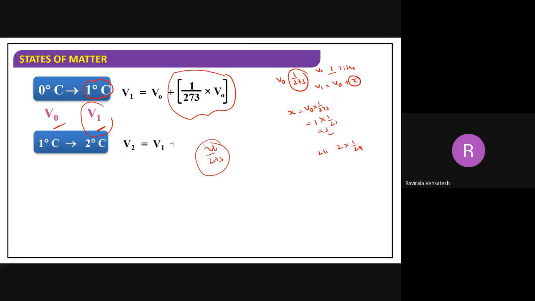Now you go from 1 to 2 degrees Celsius. Again, V1 into 1 by 273, because this will be the initial value. The 1 degree Celsius will be T1 and V1, and this becomes T2 and V2. That means every time you increase the temperature by 1 degree Celsius, how much volume is increasing with respect to the initial value, at every 1 degree Celsius?